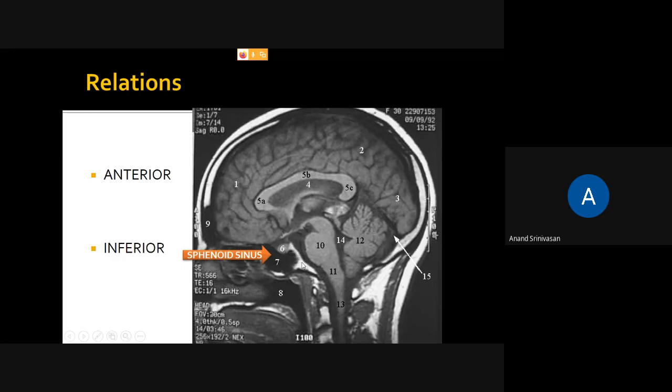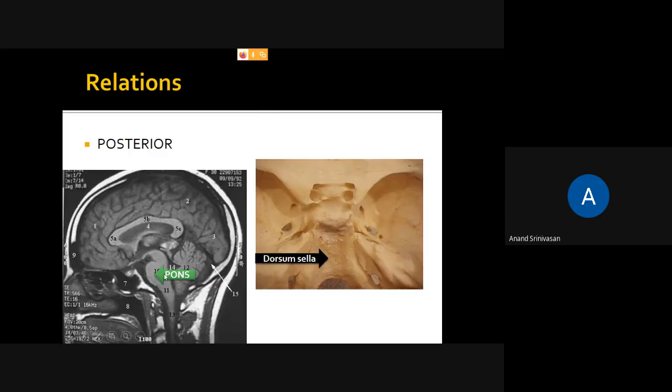And there is a small part of the brain, sorry, the skull. Okay, so here you can see number 10. This number 10 is called the pons. Okay, it's called the pons.